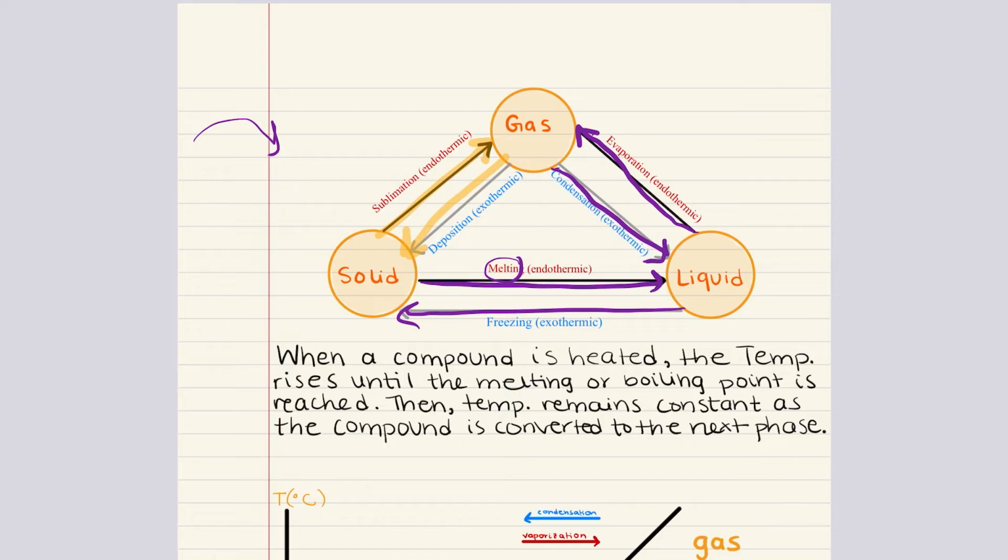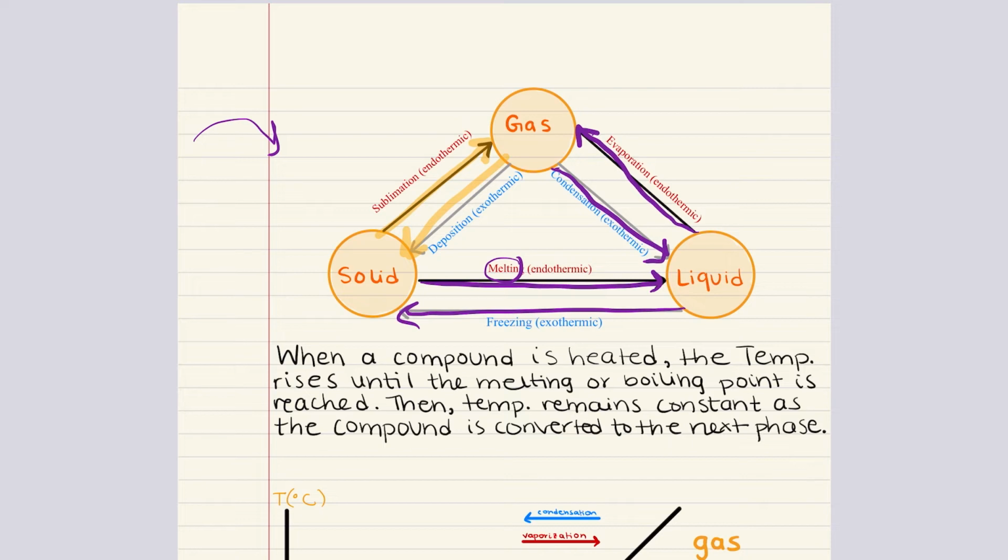Now we can ask the question, why are some phase changes endothermic and others exothermic? And the answer lies in the energy changes that are involved in breaking and forming bonds. So in endothermic reactions, we absorb energy because the energy needed to break the bonds in the initial state is greater than the energy released when new bonds are formed in the final state. And so the system absorbs heat to make up this difference.